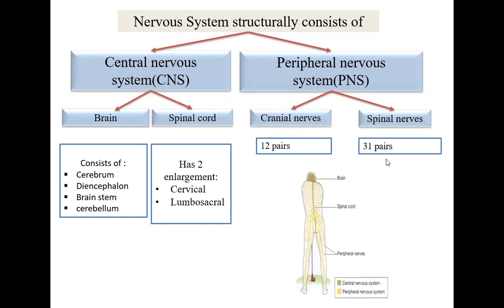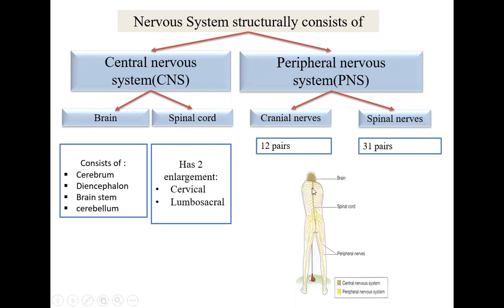Okay. So here is the brain, and the brain stem will be just below that. That part will give rise to nerves. Those are called cranial nerves. There are 12 pairs, 12 on the right side and 12 on the left side. So they are called 12 pairs.